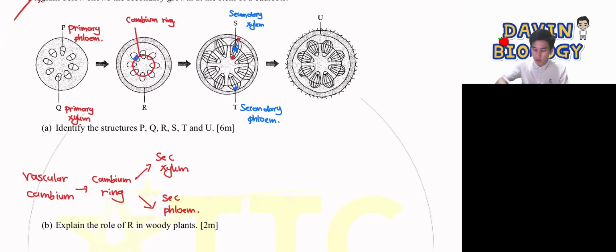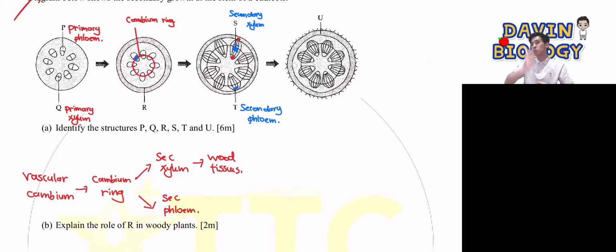So how to explain this, right? You just say vascular cambium undergoes mitosis to form the cambium ring. The cambium ring continues to divide by mitosis to form secondary xylem and phloem. On top of that, secondary xylem will mainly form something called lignin, which is wood. So after secondary growth, wood will be formed because of secondary xylem. Basically, you can say secondary xylem forms wood tissues, which is made of lignin.